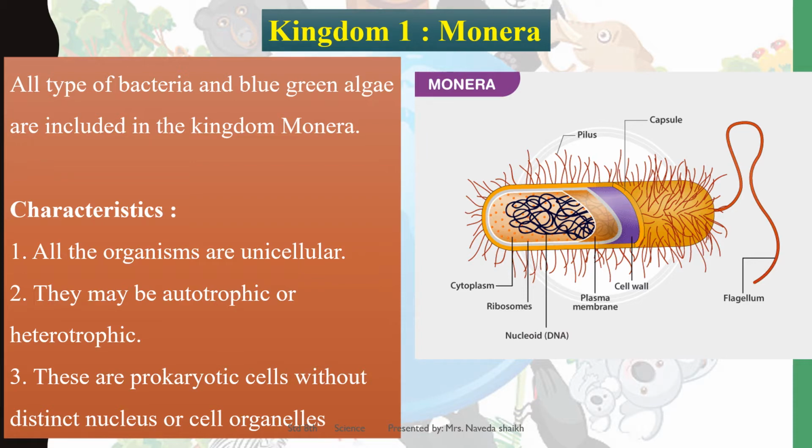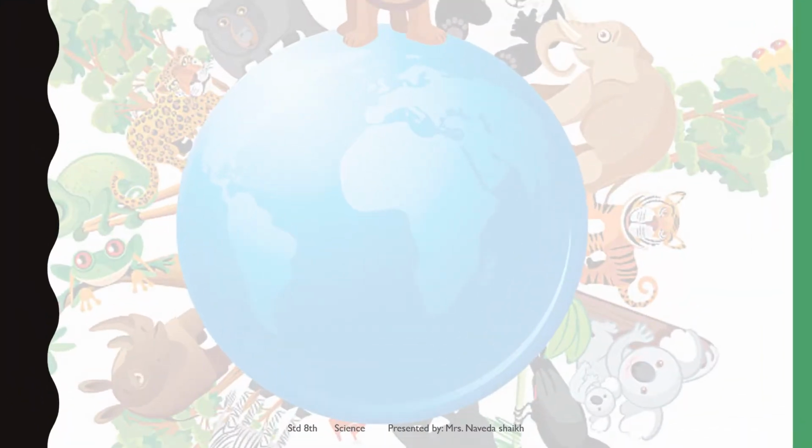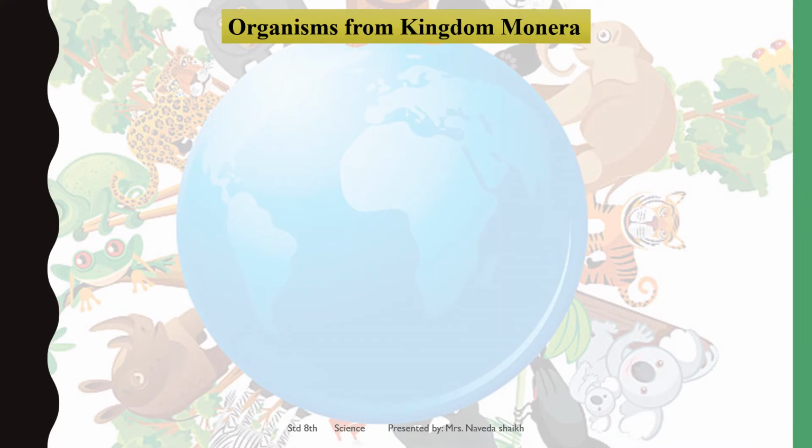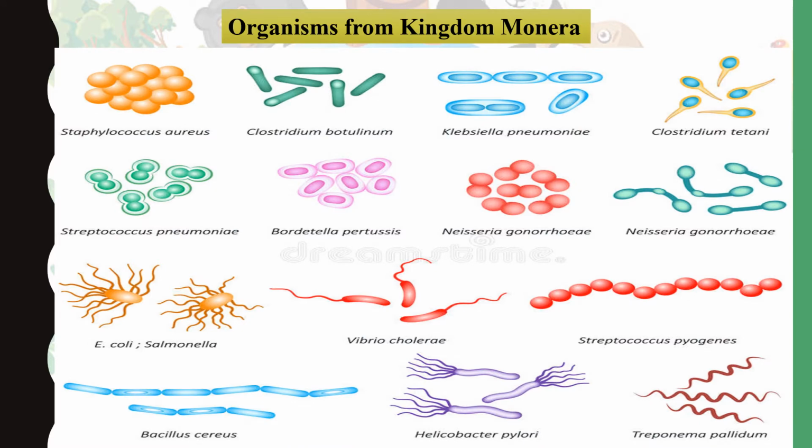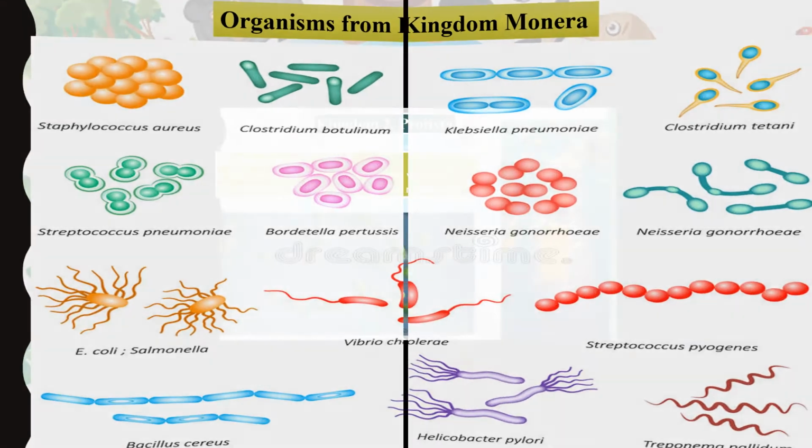Okay, so these are a few characteristics of kingdom Monera. Organisms from kingdom Monera are Staphylococcus, pneumoniae. Now, these are a few examples of bacteria and organisms which fall under kingdom Monera. Some of them are useful and some of them are harmful because they can cause diseases as well. Okay, so these are a few list of them in front of you.